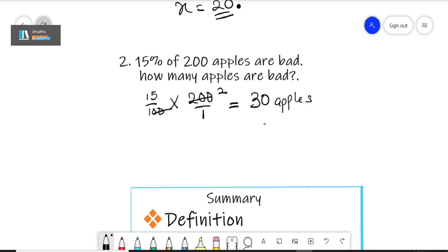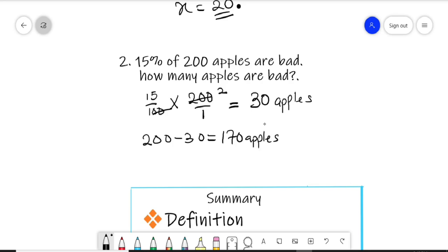And if you're interested and you want to know the amount of apples that are good, you simply take 30 out of 200. And we know that 170 apples are good. But since in our question we have to find how many apples are bad, we should know that 30 apples are bad, and this is our answer.